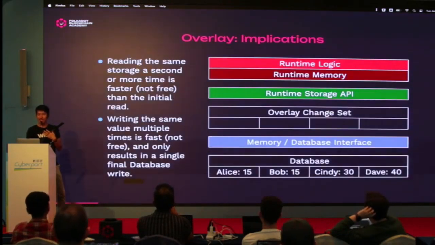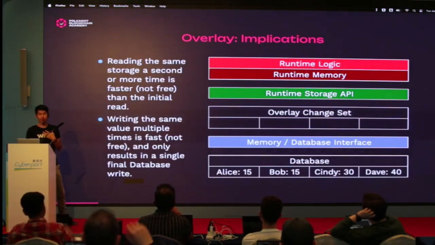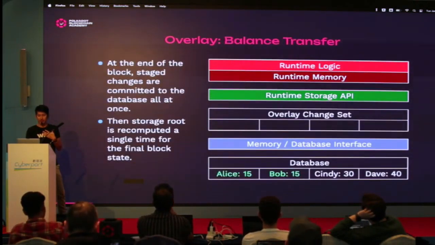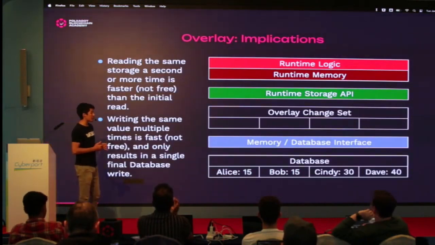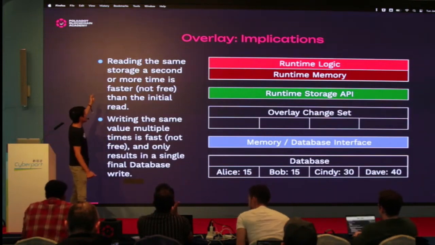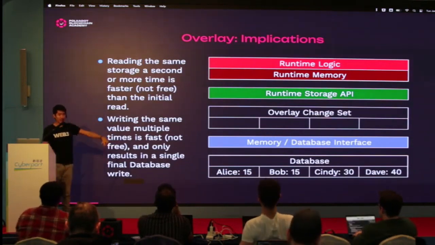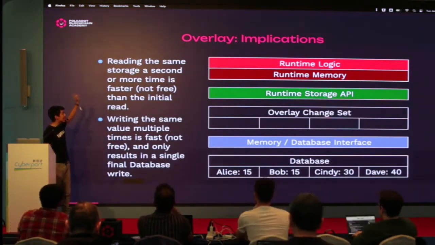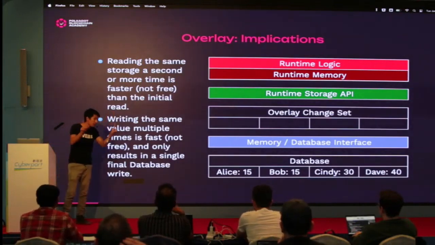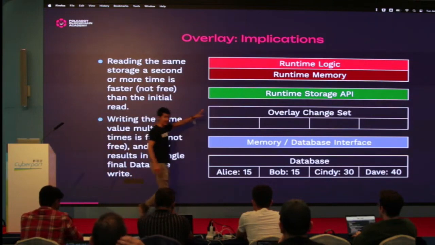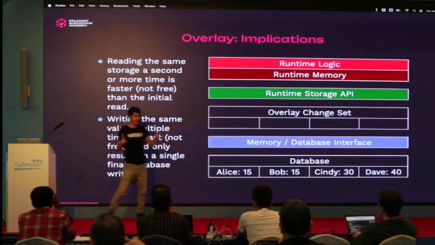Overlays in memory. It's an in-memory database. Very fast. So what are the implications of the overlay change set? Reading the storage the first time is slow, but reading the same storage a second time or more is fast, very fast. Not free, right? It still needs to read some memory, but it's very fast, okay?